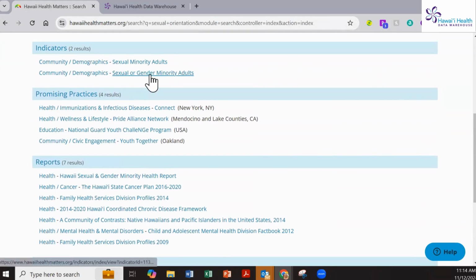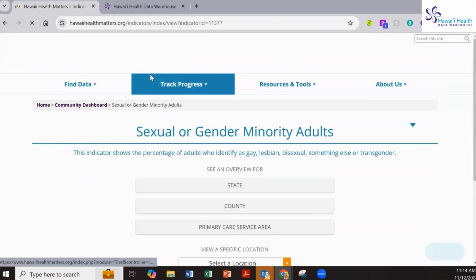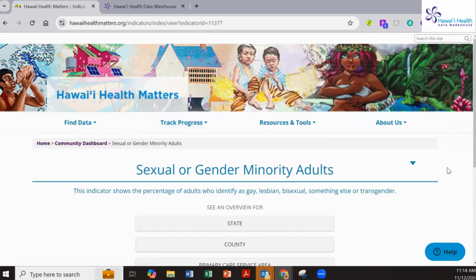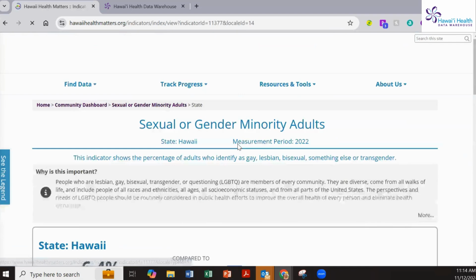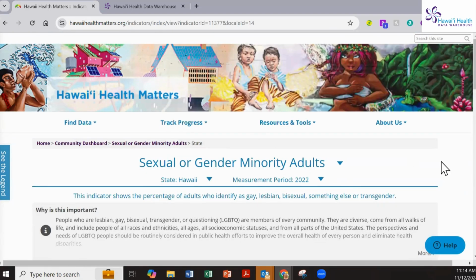Let's take a look at sexual or gender minority adults. So the first thing you're going to see is the geographies that this indicator is available for. We're just going to look at the state, but it is good to know that you can find this data for smaller geographies if you're working with smaller communities and you would like to know how they measure up related to the state. So here we go.